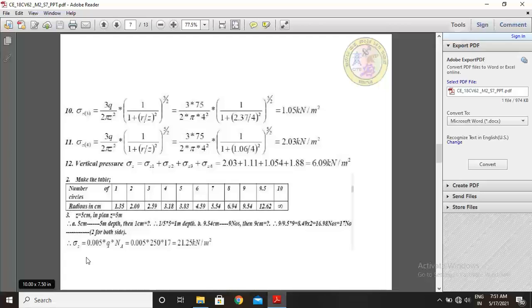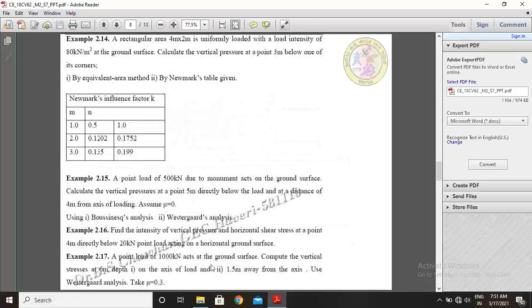Therefore sigma z equal to, we know the final equation, 0.005 times q into Na. So 0.005 into q, the given load, is 250, into Na, which is 17. The answer is 21.25 kilonewton per meter square. Based on this value, you plot the number of circles and locate the stress points. So this is the solution. Some problems with different data are given, so you can try and solve them yourself.